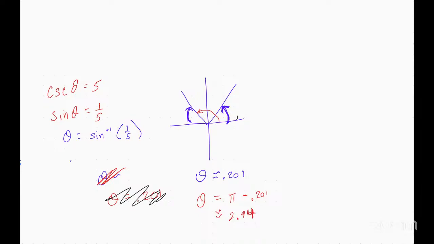You can check it by doing that same thing I told you. Take the sine of that angle, and you'll get 1/5 or 0.2. So you always check your answer just to make sure. Your calculator might give you 0.199999999, but that's 0.2 essentially.